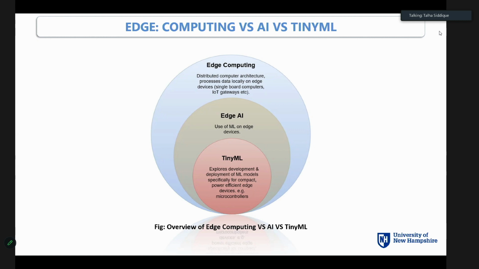Then, as the hardware got more sophisticated, we were able to deploy machine learning models on these edge devices, and this became known as edge AI. Now there's this much more focused paradigm called tiny machine learning or TinyML, which explores the deployment and development of machine learning models specifically for compact, power efficient edge devices like microcontrollers. A microcontroller could be something like, say, a Raspberry Pi RP2040 or ESP32 and so forth.